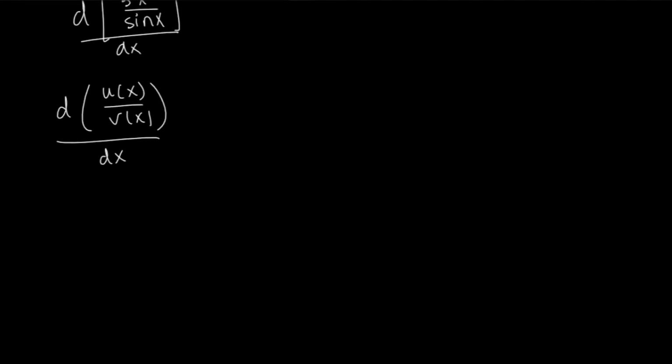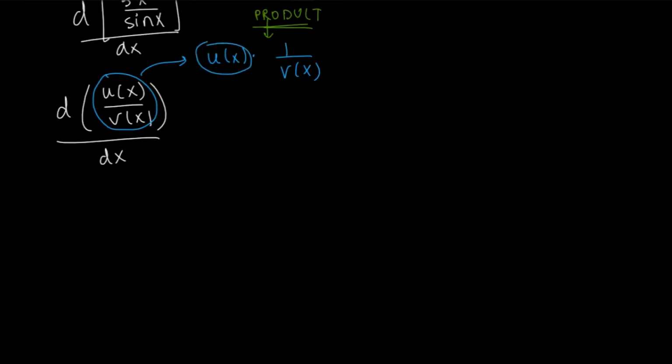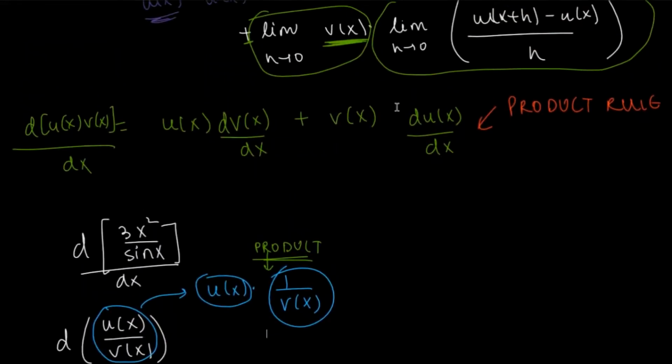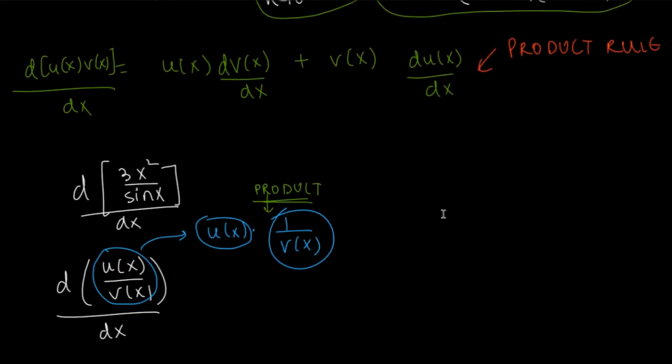If you look at it carefully, this function is actually equal to u of x times 1 over v of x. And my intention for doing this is that now this quotient has become a product. And so this function really is just the product of two functions. One of them is u of x, fairly normal. The other is 1 over v of x. And since we have already derived the product rule, we can use that to our advantage.